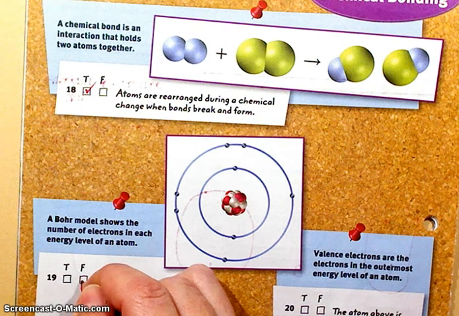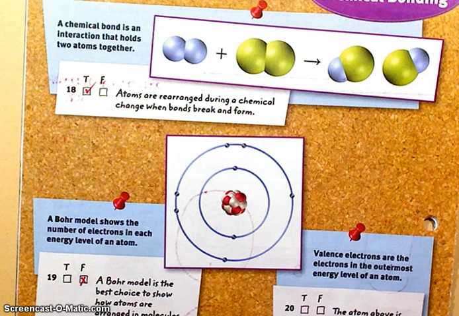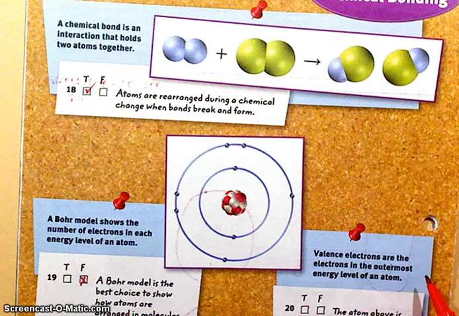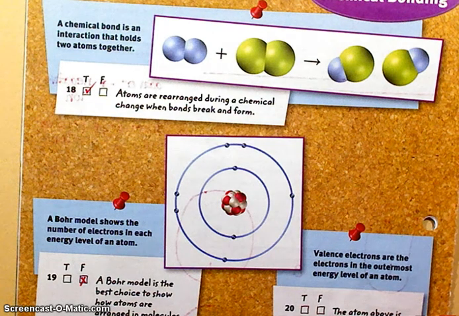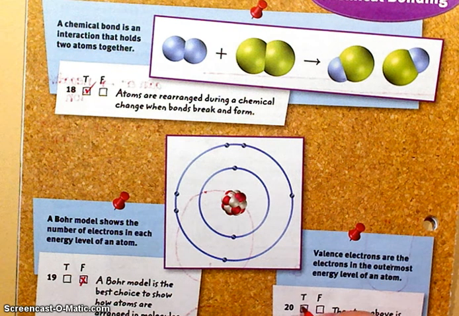That is false. If we want to know how they're arranged as molecules, we probably want to use that space-filling model that we looked at. And then valence electrons are the electrons in an outermost energy level of an atom. The atom above is reactive because its outermost energy level is not full. That is true.